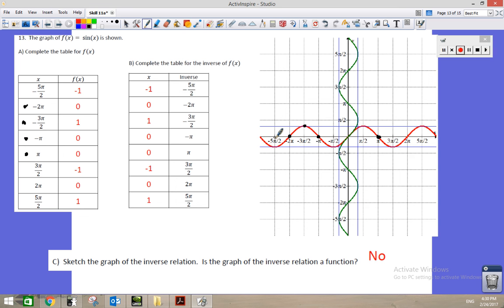At negative 5 pi over 2, I'm down here at negative 1. And you can see at 3 pi over 2, I'm down here at negative 1. At 2 pi, I'm back on that center line. And at 5 pi over 2, I'm up to 1. So there's just some points off of my sine curve, and you're familiar with those points. The idea of an inverse is to switch the domain and range. So you can see that we just took this table and switched the x and y values.